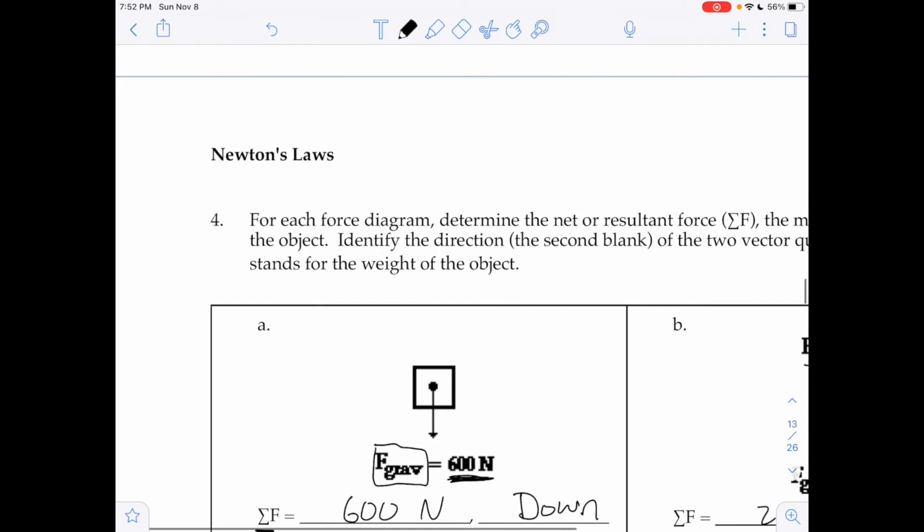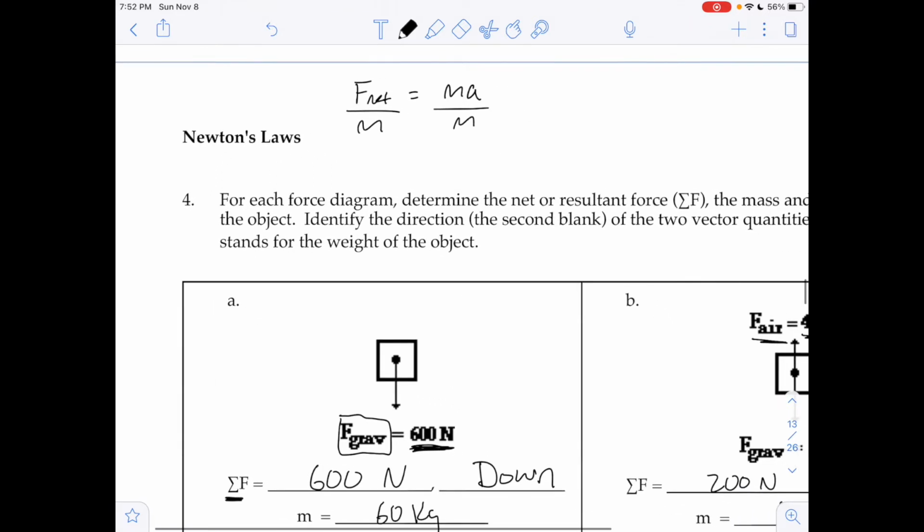So to get the acceleration, we can start with Newton's second law, which says F net equals mass times acceleration. And we want the acceleration for each of these. So let's go ahead and solve for acceleration. And to do that, we can just divide both sides by the mass of the object. And so acceleration is going to be the net force over the mass of the object.